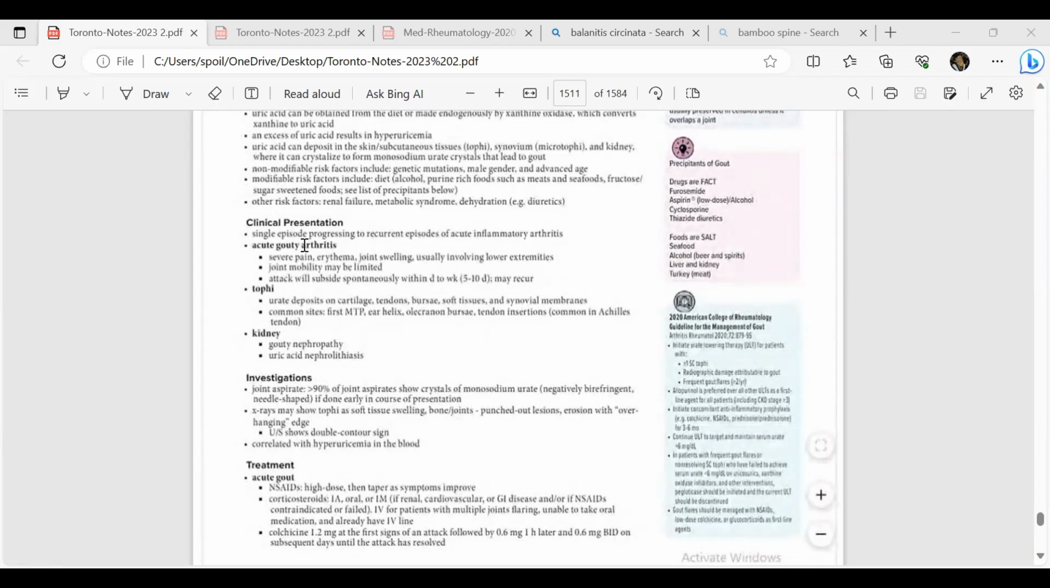The clinical presentation: a single episode progressing to recurrent episodes of acute inflammatory arthritis. Severe pain, erythema, joint swelling, usually involving the lower extremities. Joint mobility may be limited. The attack will subside spontaneously within a week, 5 to 10 days, and may recur. Tophi are urate deposits on cartilage, tendons, bursa, soft tissues, and synovial membranes. Common sites are metatarsophalangeal joint, ear helix, olecranon bursae, and tendon insertions, common in Achilles tendons.